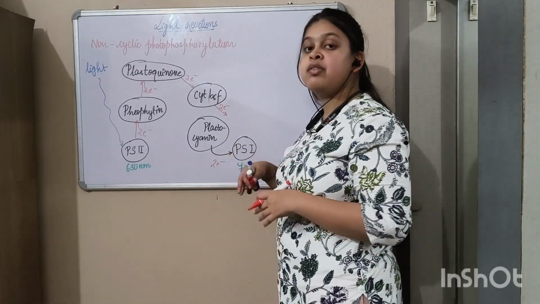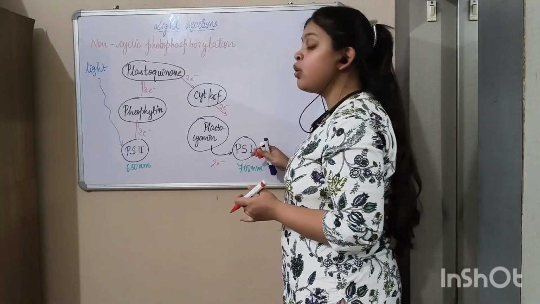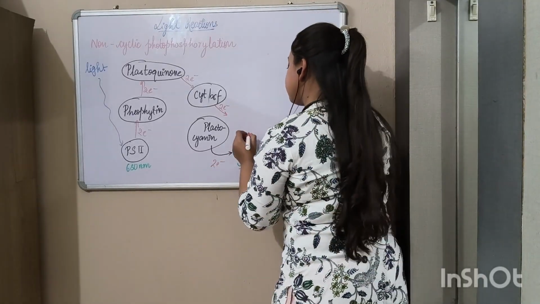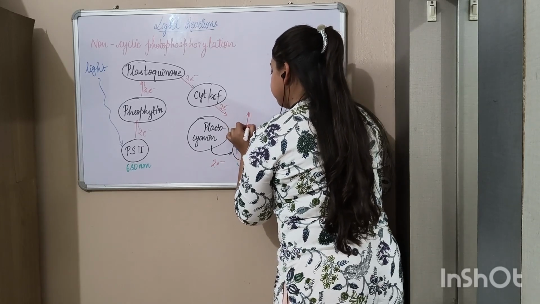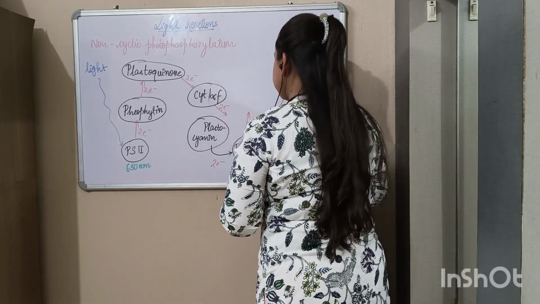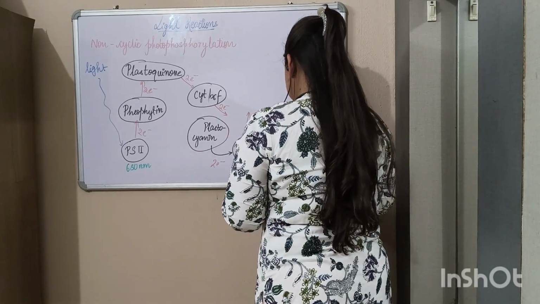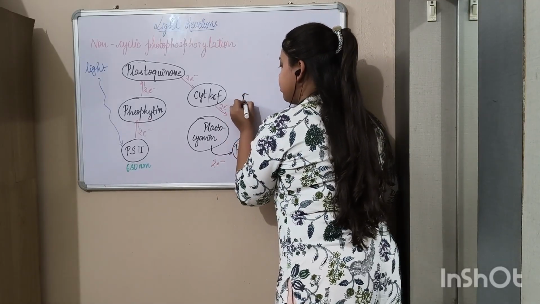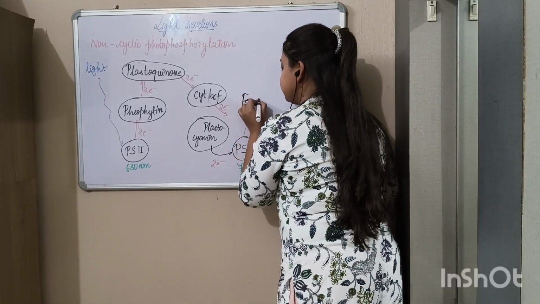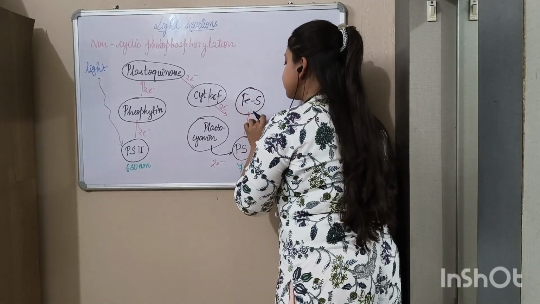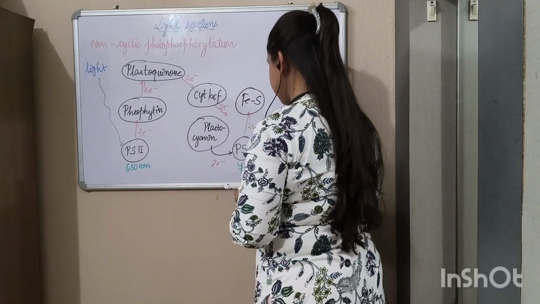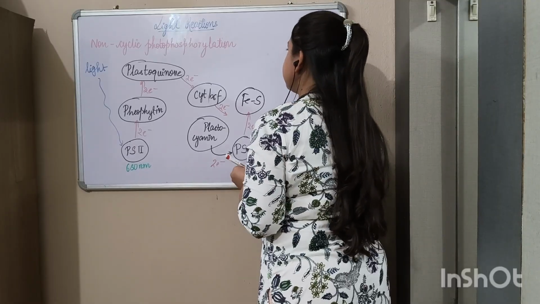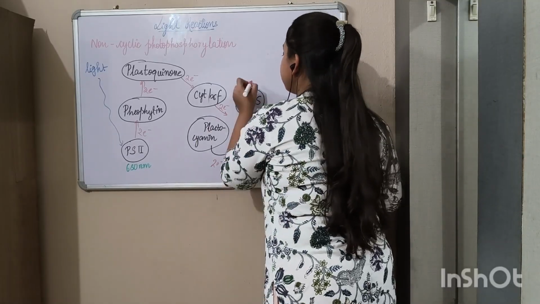The photosystem 1 will also get excited and it will also release the 2 electrons to the next electron carrier of the photosystem 1, that is an iron sulfur cluster. So FES, it will transfer the 2 electrons to the FES molecules. From the FES molecules, the 2 electrons will be transferred to ferredoxine molecules.